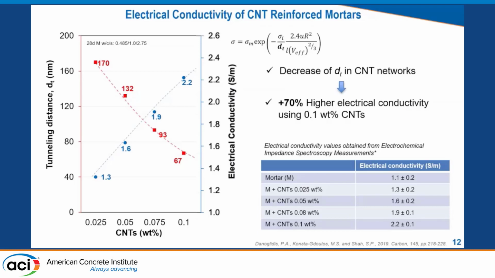From the analytical calculation, we see a proportionality with the electrical conductivity. We calculated the electrical conductivity, and we see that once the tunneling distance decreases, the electrical conductivity increases from 1.3 to 2.2 Siemens per meter, 70% higher, using 0.1 nanotubes. And we see that the calculations are in good agreement with the experimental AC measurements here.